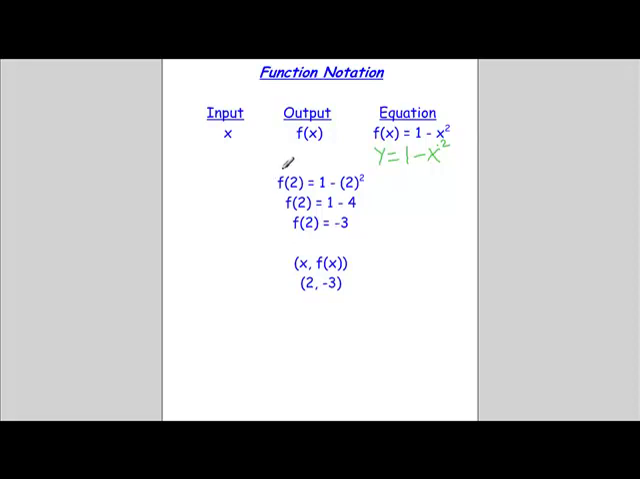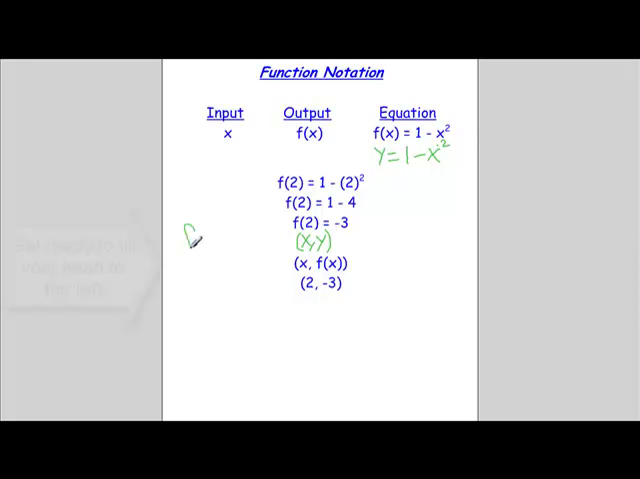So take a look at this example. This is read as f of 2. So f of 2 equals 1 minus 2 squared because we plugged in 2 for x. Okay? Which gives us f of 2 equals 1 minus 4, and then we find out that f of 2 equals negative 3. Now again, instead of writing x, comma, y as a point, we write x, comma, f of x, because that's our output. See, we plug in x and we solve for f of x.